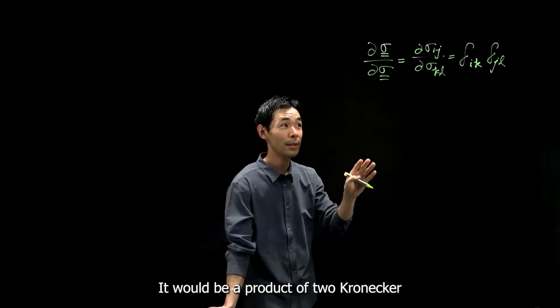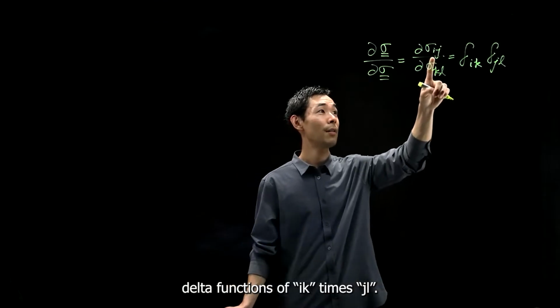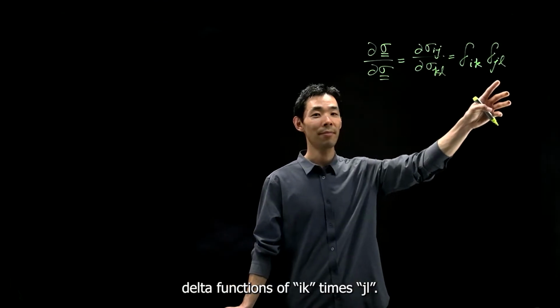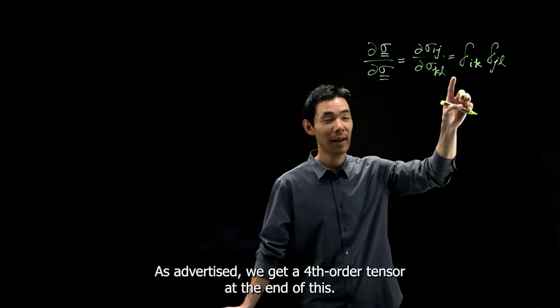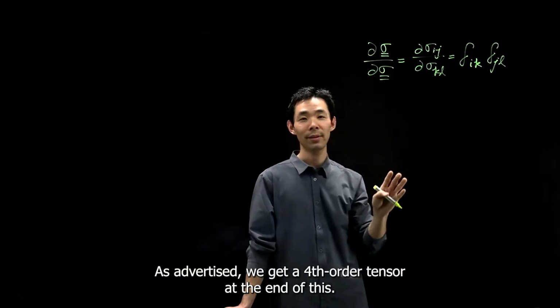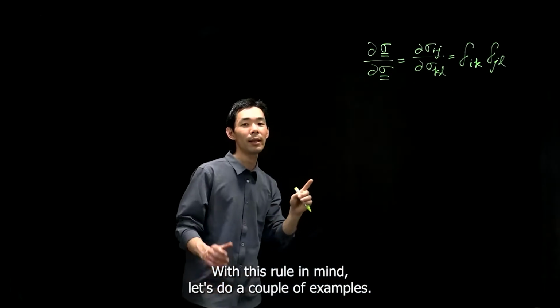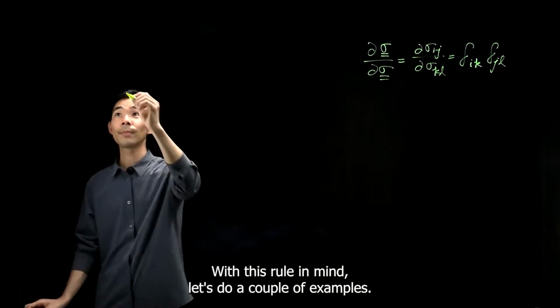It will be a product of 2 Kronecker delta functions of ik times jl. So as advertised, you get a 4th order tensor at the end of this. So with this rule in mind, let's do a couple of examples.